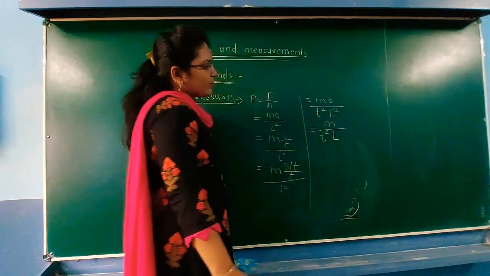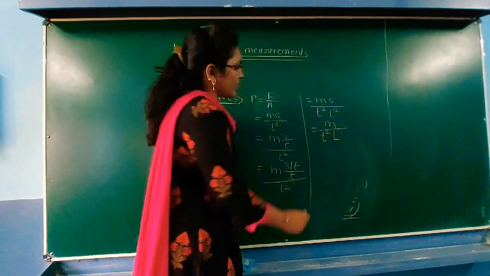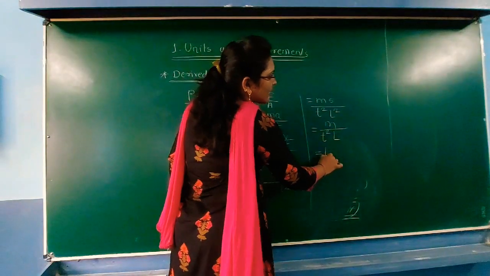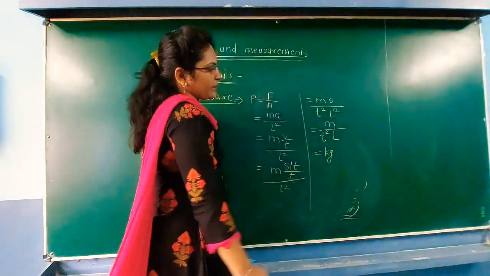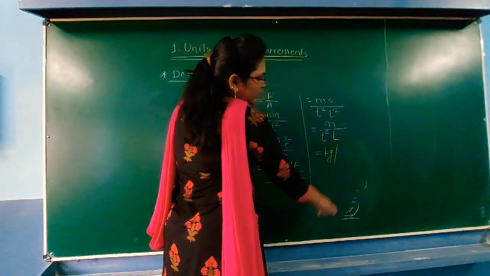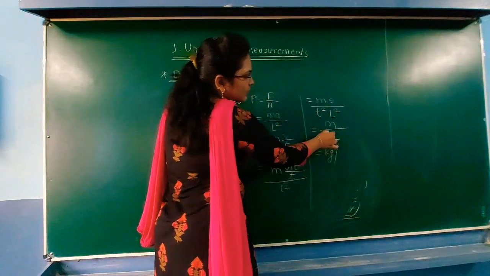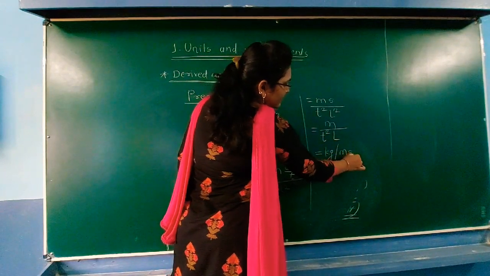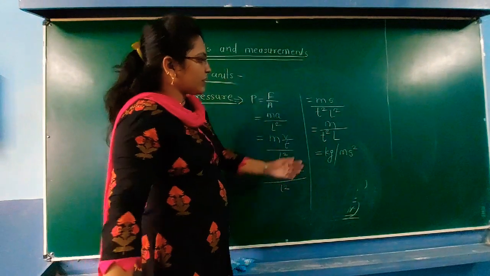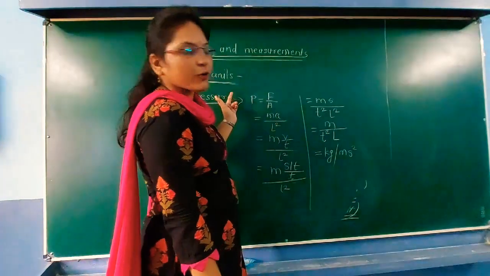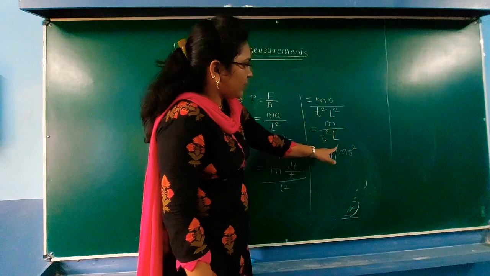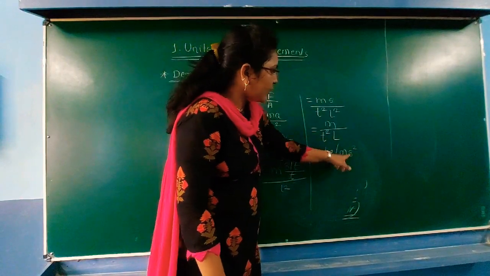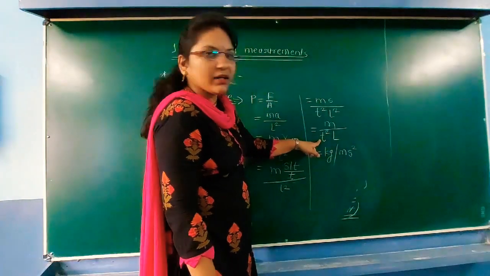Now we have M upon L T square, so we can write the SI unit. What is M? Mass, which has unit kg. These two units go to the denominator. T square means second square, and length is meter. So the SI unit of pressure is kg per meter, second square: length has unit meter, time has unit second, and there is the square of the time.